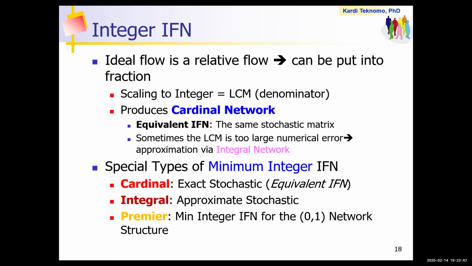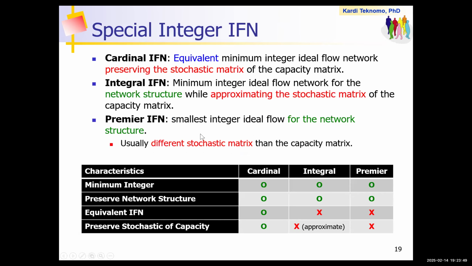Okay. So the cardinal network is equivalent. This is the minimum integer based on the stochastic matrix of the capacity matrix. You preserve that. While the premier network is the smallest integer ideal flow network for the network structure. Of course, the stochastic matrix will be different from the cardinal network.